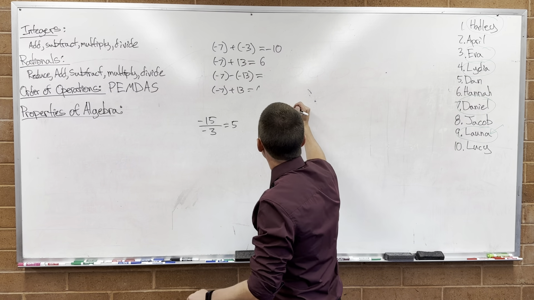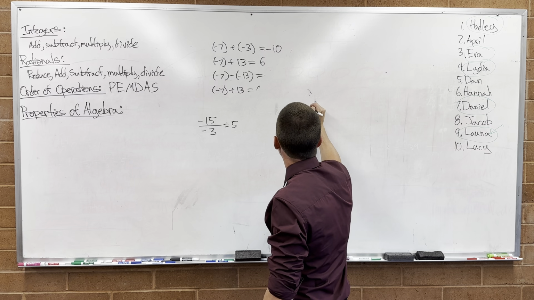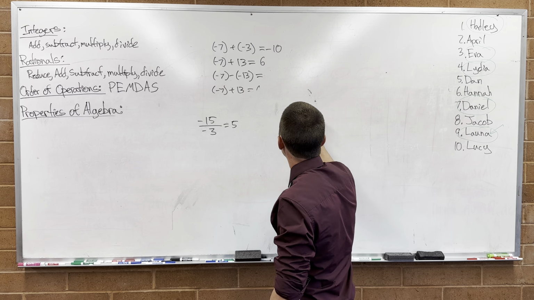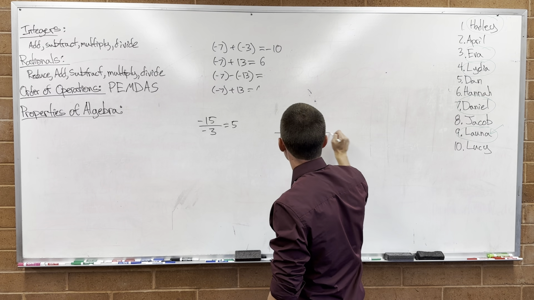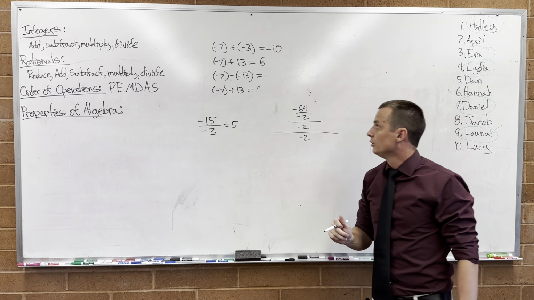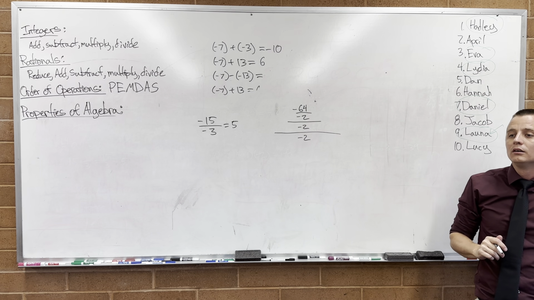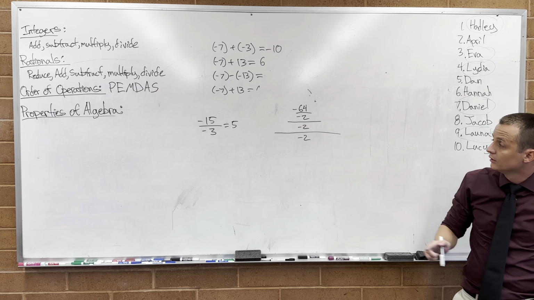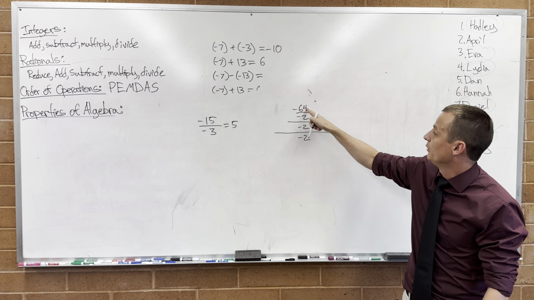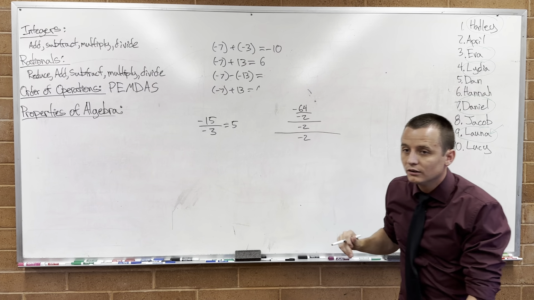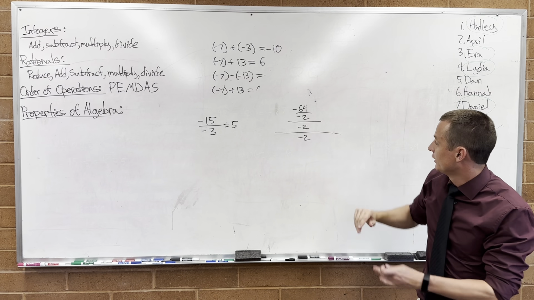So if I did negative 64 divided by negative 2, and we took all that and divided it by negative 2, and we took all that and divided it by negative 2, would we be left with a positive or a negative? Positive. Negative divided by negative is positive. So what's our number when it's all said and done? Tell me what it equals.